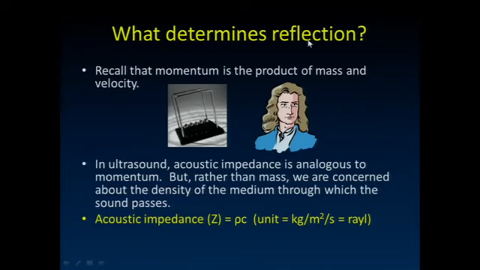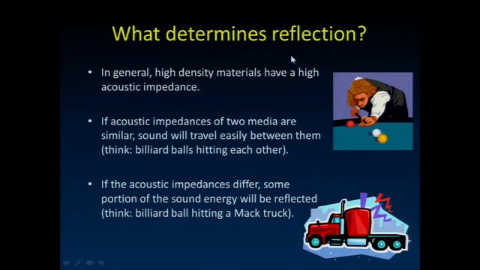So what determines the amount of that reflection that we see? Well, in ultrasound, acoustic impedance is somewhat analogous to momentum. But rather than mass here, we're concerned about the density of the medium through which the sound passes. So acoustic impedance is given by this unit, kilograms per meter squared per second, called the rayl.